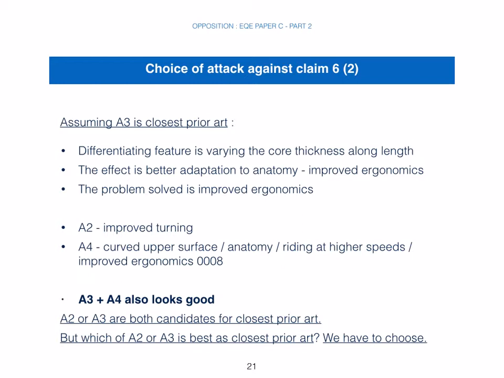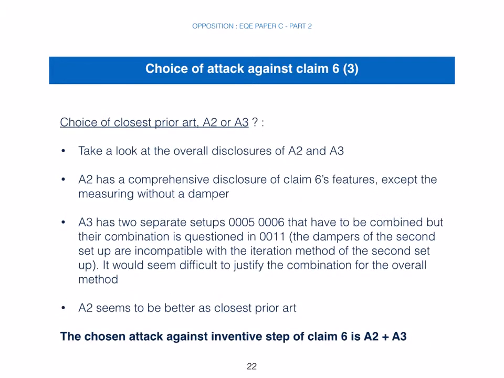So at this stage, either A2 or A3 are both good candidates. They seem to be good candidates for closest prior art. But which of A2 or A3 is best as closest prior art? We have to choose. Let's turn over.